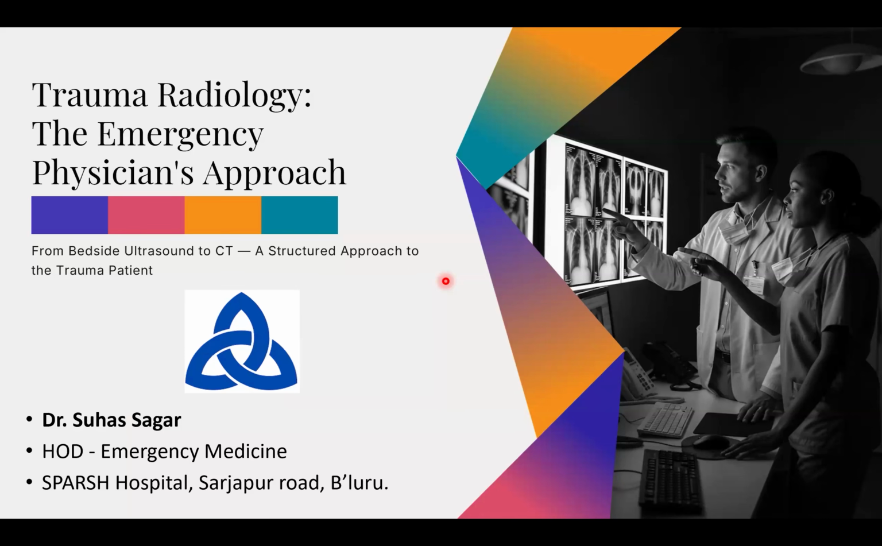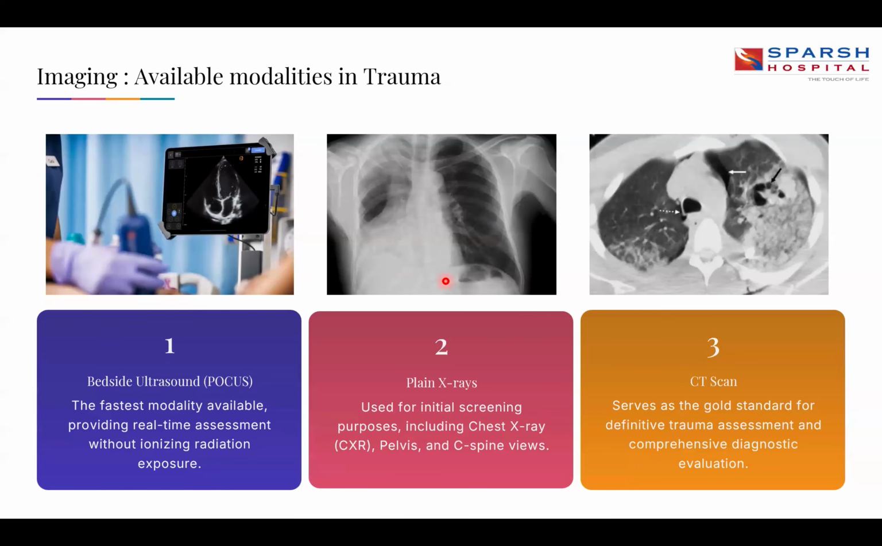We're talking about the categories where the situation is life and death based. So trauma radiology is a very important topic that every emergency physician should know, be it a resident or a consultant or anybody working in the ER. So what are the available modalities in trauma for us as ER physicians? The bedside focus scan would be the first one, because it is the fastest and it provides real-time assessment. And also you don't have to move the patient much for getting these bedside focus scans. Next are the plain X-rays, which are used for screening of chest and pelvis only in trauma radiology. CT scan would be the gold standard going forward.